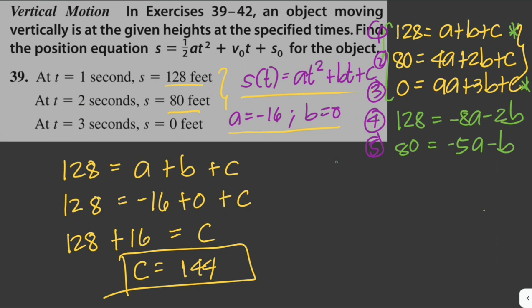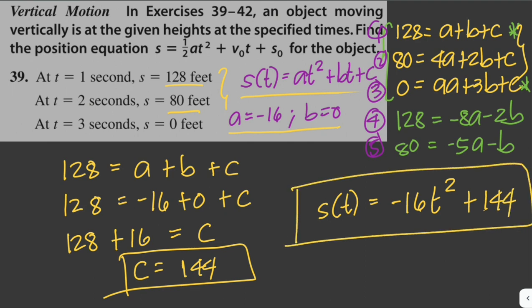Therefore, our equation is s of t equals negative 16 t squared plus 144. And you can also solve this by solving for the initial velocity and the initial height. Then you will find the same position equation.